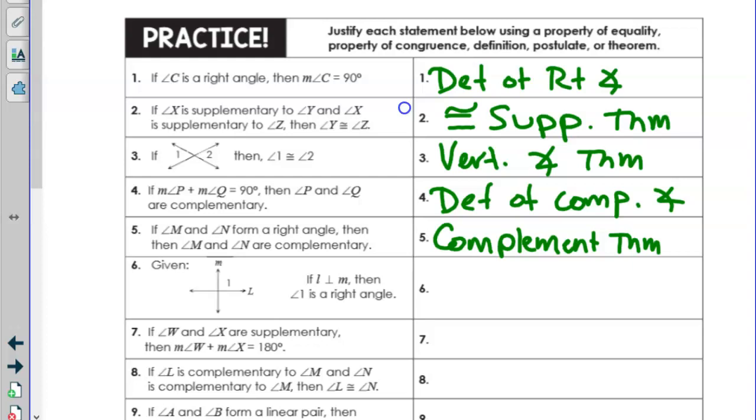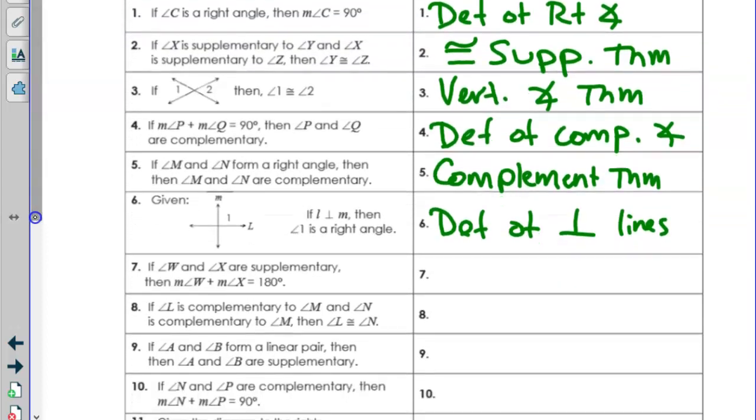Number 6, what did you get there? Definition of perpendicular. Yeah, so if you know L and M are perpendicular, then angle 1 would have to be a right angle by definition of perpendicular lines. Number 7, if W and X are supplementary, then W plus X equals 180. Definition of complementary. Not complementary, oh wait, I wrote the wrong one. It happens. Supplementary.